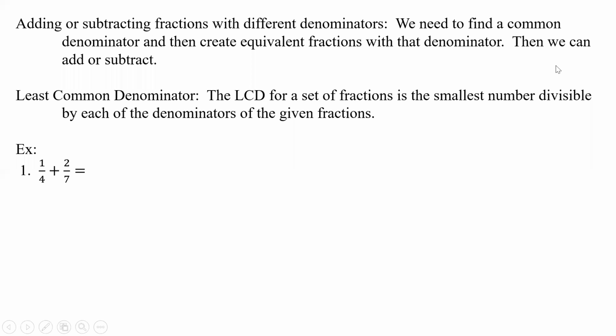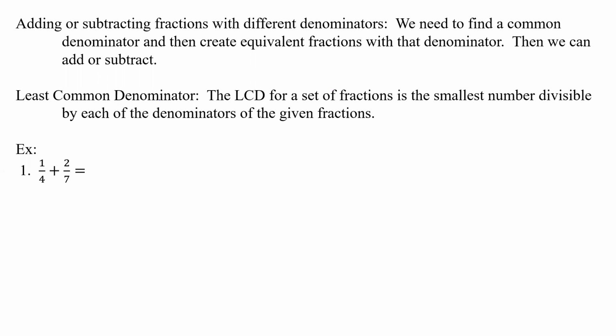All right, so now what if we add and subtract fractions that have a different denominator? If they're different, we just can't do like we've been doing with the common denominator. So what we need to do is find that common denominator. Then we need to create equivalent fractions with that denominator. Then we can add or subtract after that.